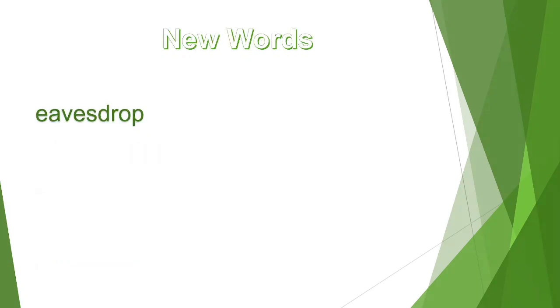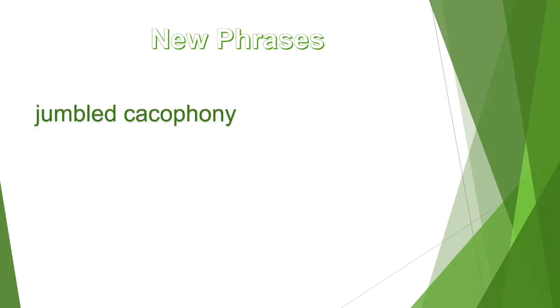First, new words. Depends on how big your vocabulary is. So these 3 words might be new to you. In order to learn new words, try to watch the 2 videos that relate to it. The first one is how to figure out the meaning of an unfamiliar word. The second one is how to learn new words. The new phrase in this poem might be jumbled cacophony.